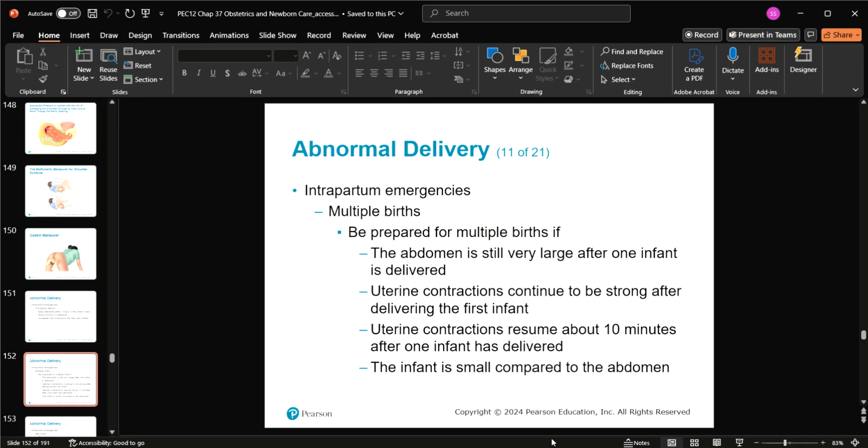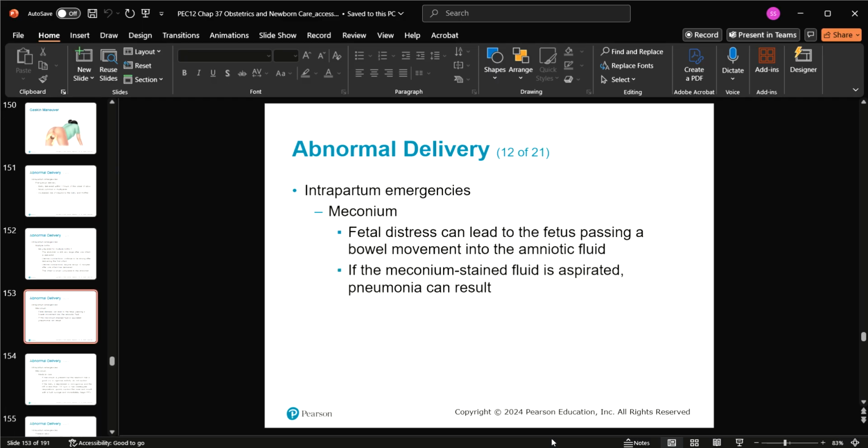There may be multiple births if there are twins involved. So the more children, or the more neonates inside of the mother, the more likely that each child is going to be very small in comparison to a single birth.